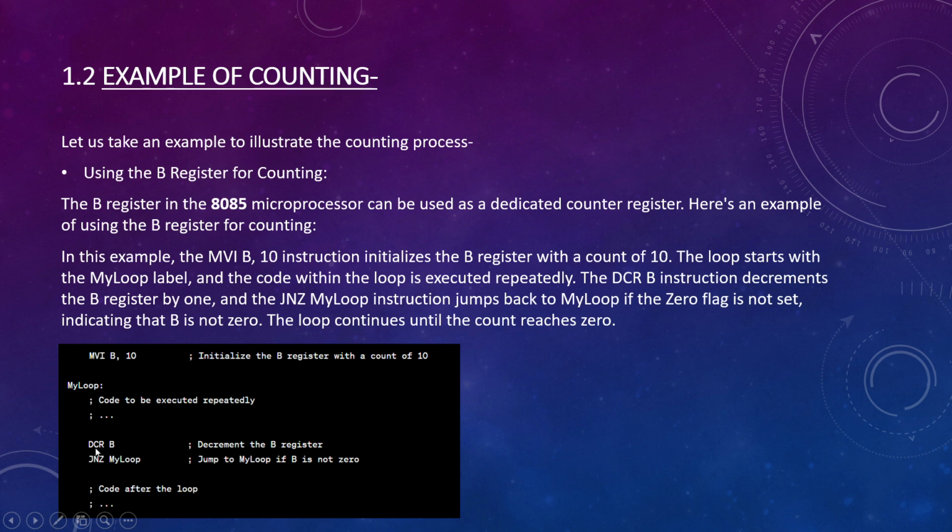The decrement B instruction is used to decrease the value of the B register, which holds our count. This is because we are doing the process of counting, and it involves a finite number of steps, and for that we use decrement instructions. The jump instruction is used until our result is achieved. This loop continues until the count reaches 0. Until the count reaches 0, the loop repeats.